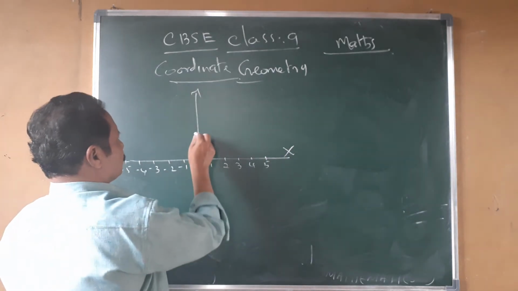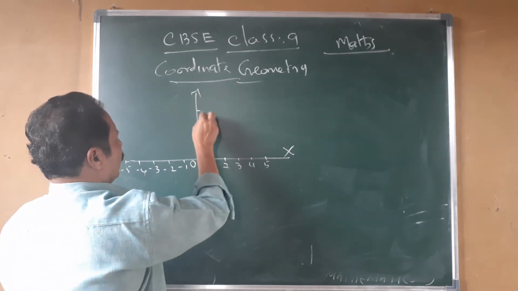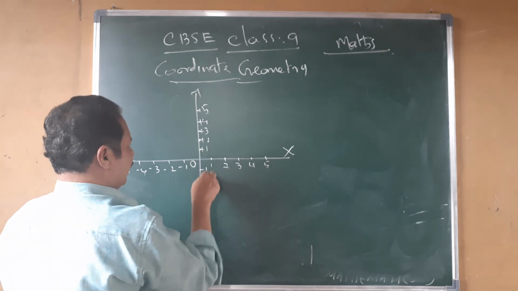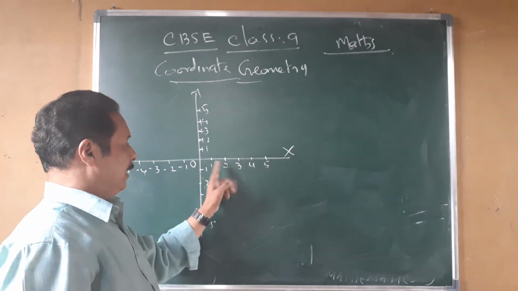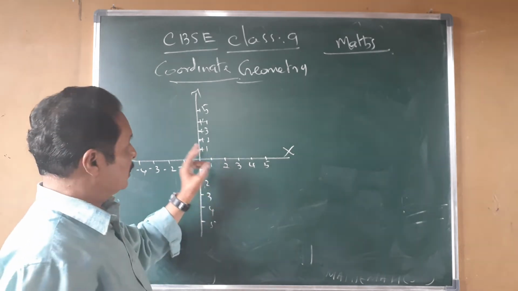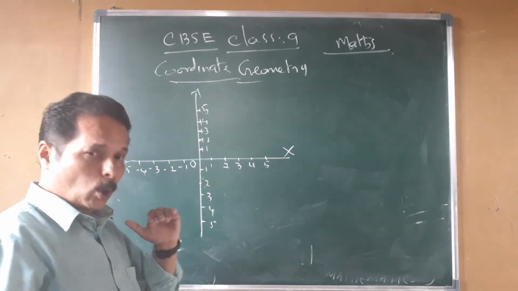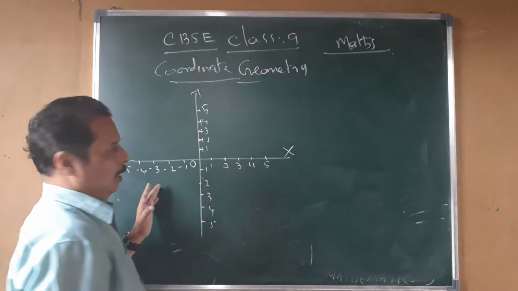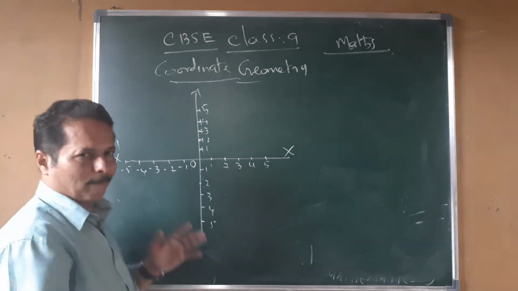And here also positive y-axis and negative y-axis. Remember, the distance between two consecutive numbers is 1 unit. Here also 1 unit, here also 1 unit, here also 1 unit. You remember that? Now you draw the Cartesian plane. Now you draw a rough diagram. Okay.